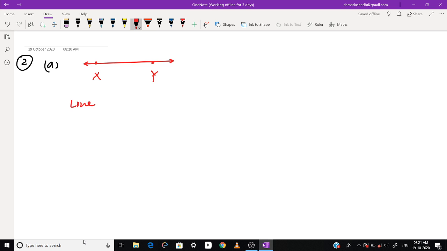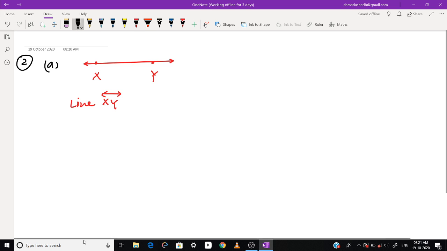How will you recognize a line? A line will have arrows at both of its ends. So it is a line and the name of this line is XY. When we write a line, we make this sign above XY. So this is line XY.